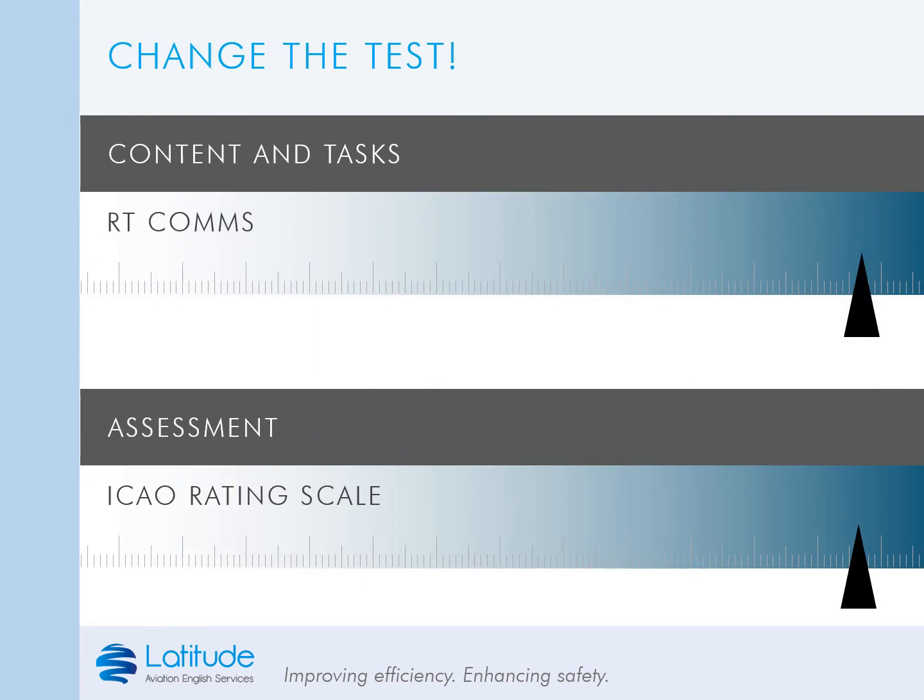They could revert to the test they used before, the one with generic content and tasks that anyone understood and everyone performed well in. The one with no RT communications. The one with the interview with questions like, why are you interested in aviation? It produced scores, according to the rating scale, so the job is done, right?